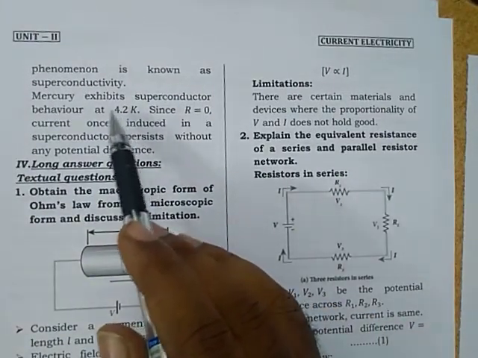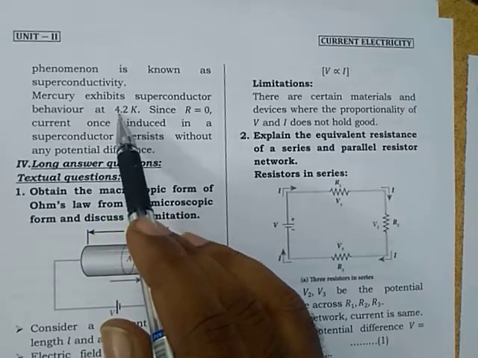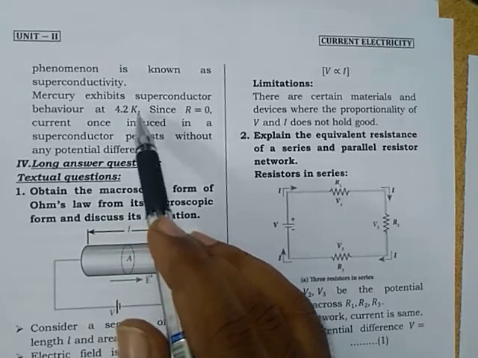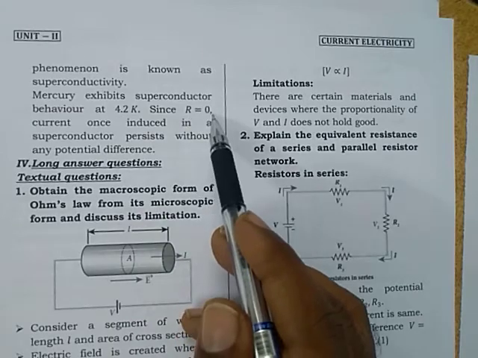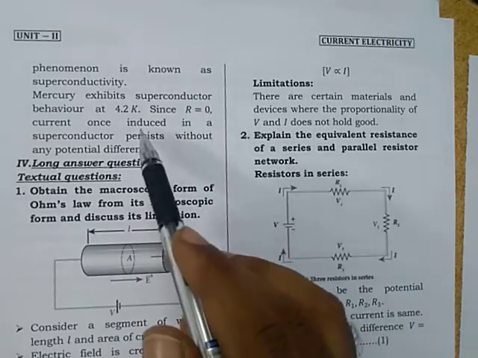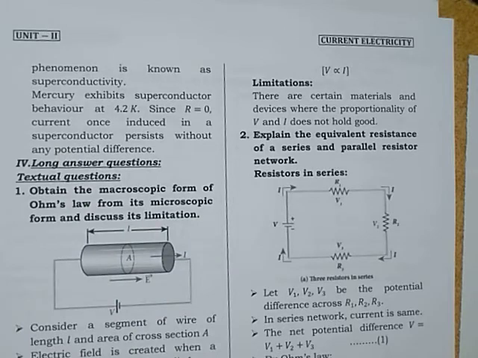Mercury behaves as a superconductor at a temperature of 4.2 Kelvin. At that point, the resistance of mercury will be zero. Then the induced current will persist and continue without applying a potential difference. To answer the question on superconductors, first you need to know what the transition temperature is. The resistance of certain materials becomes zero below a certain temperature, which is known as the transition temperature.